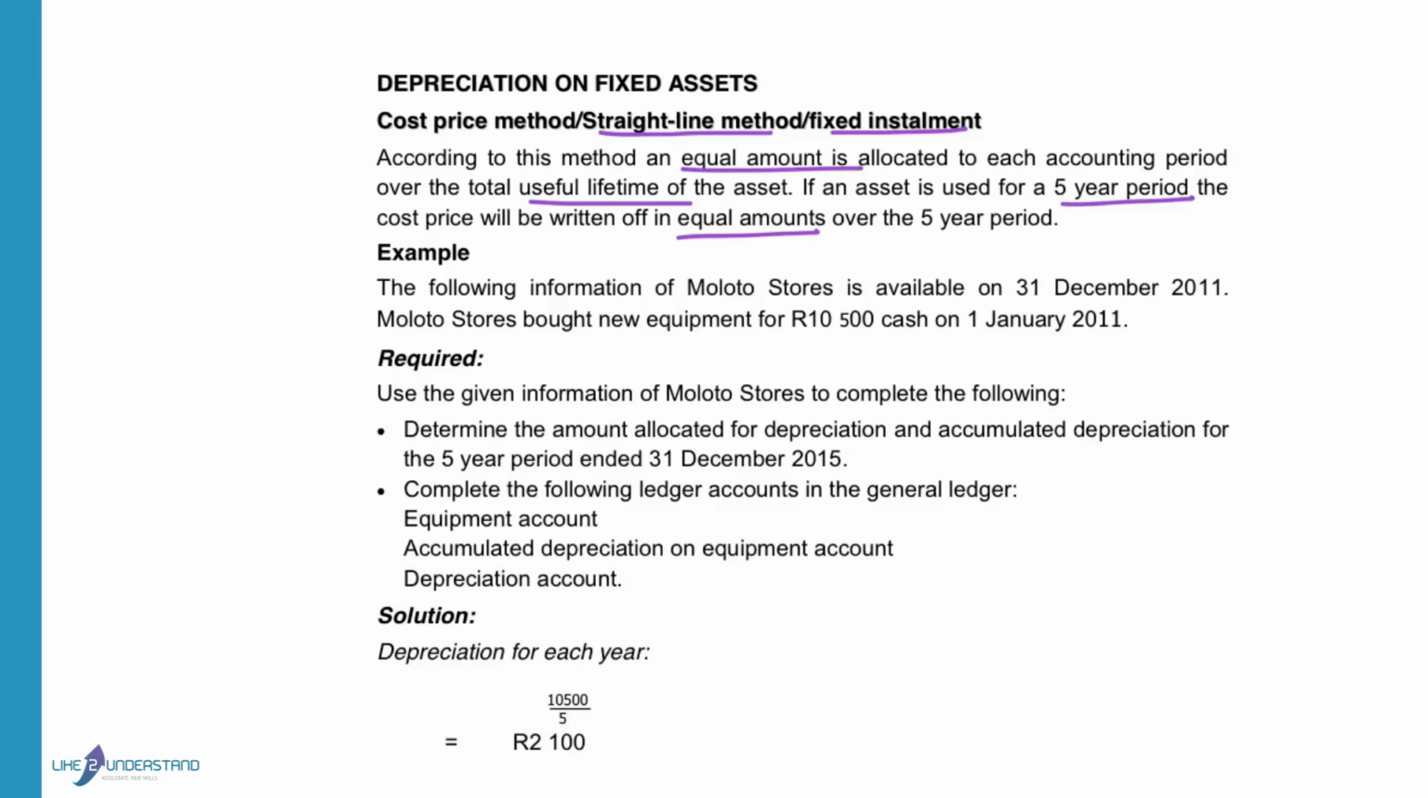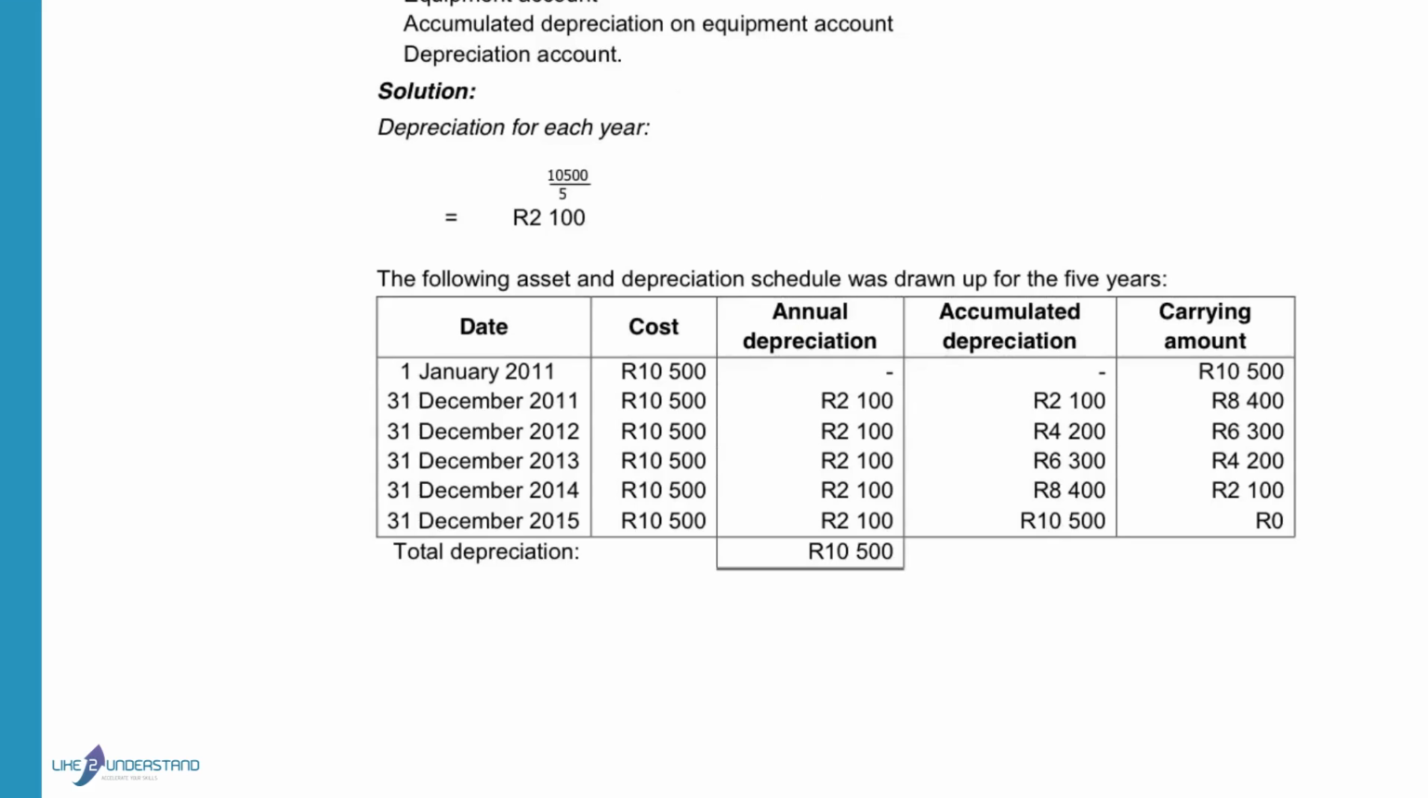The following information of Malota stores is available on 31 December 2011. New equipment was purchased for $10,500 on 1 January 2011. So on the first day of the year, we bought the equipment for $10,500. In the first year, we will write off depreciation on the cost price over a period of 5 years. So you can take the cost $10,500, divide by 5 years, and every year you write off 2,100 Rand.